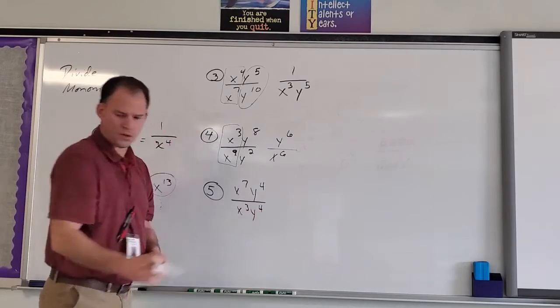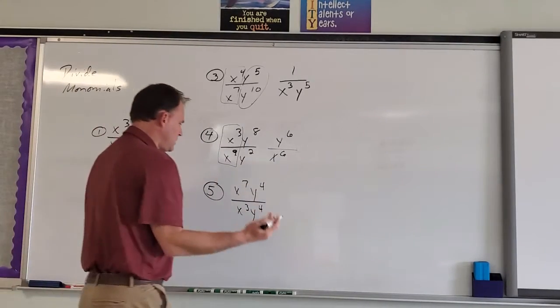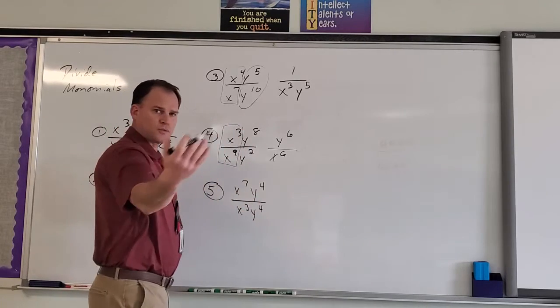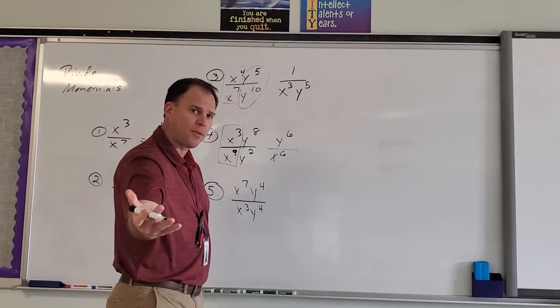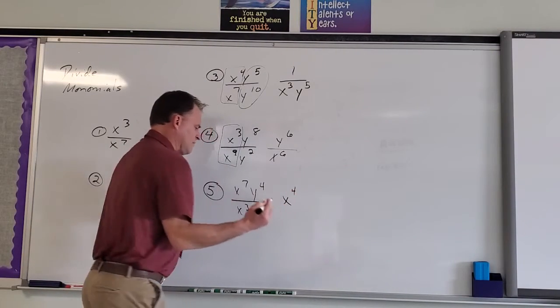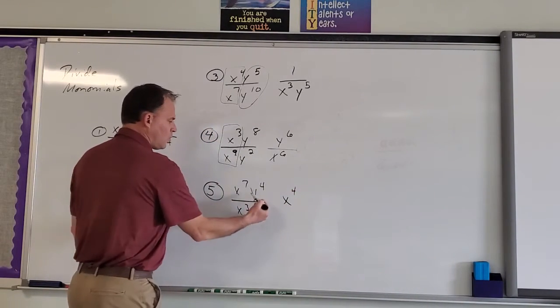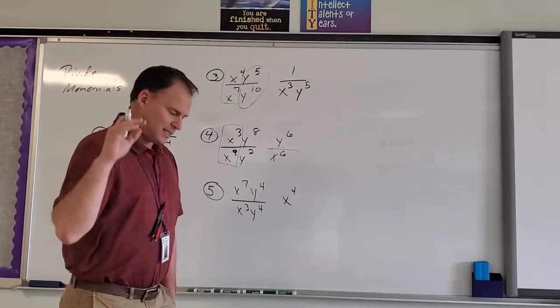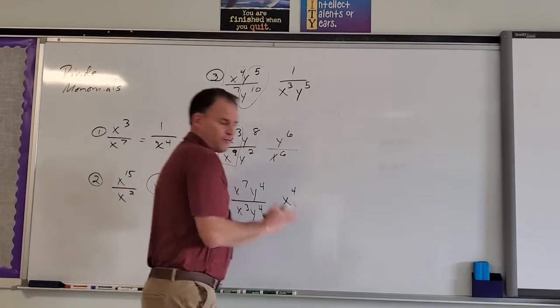So again, take each one at a time. I've got y to the 7th, y to the 3rd, subtract, you get 4. Is it going on top or on bottom? Good. Take a look at the y's. Y to the 4th, y to the 4th, subtract, you get 0. Pause all this for a second.